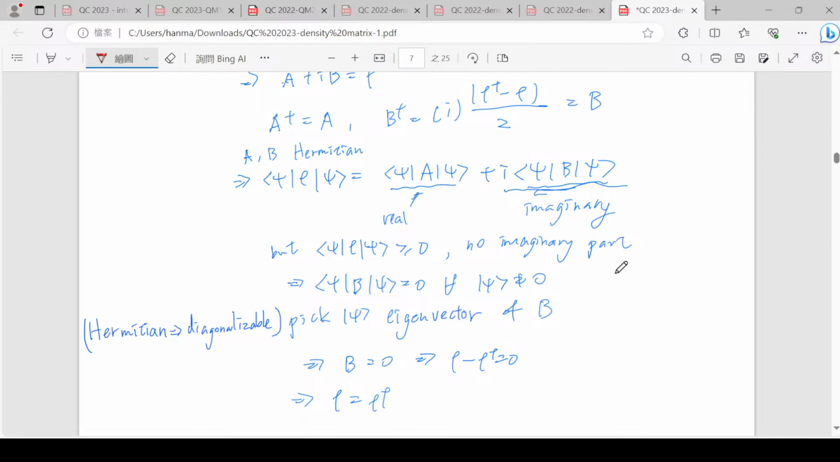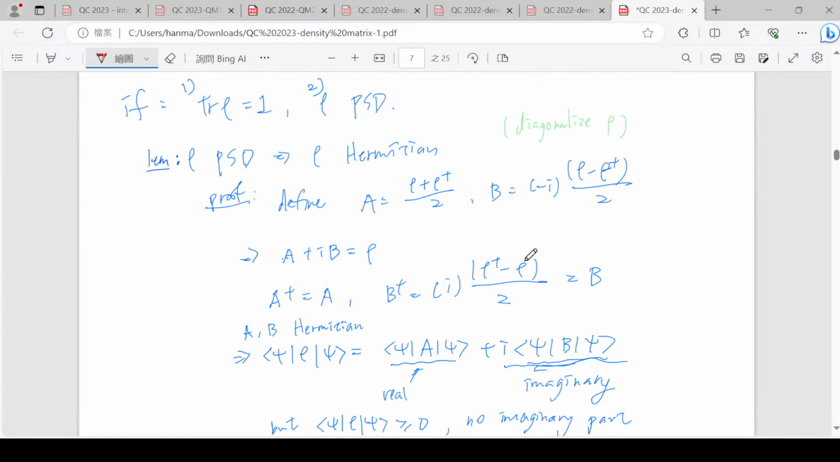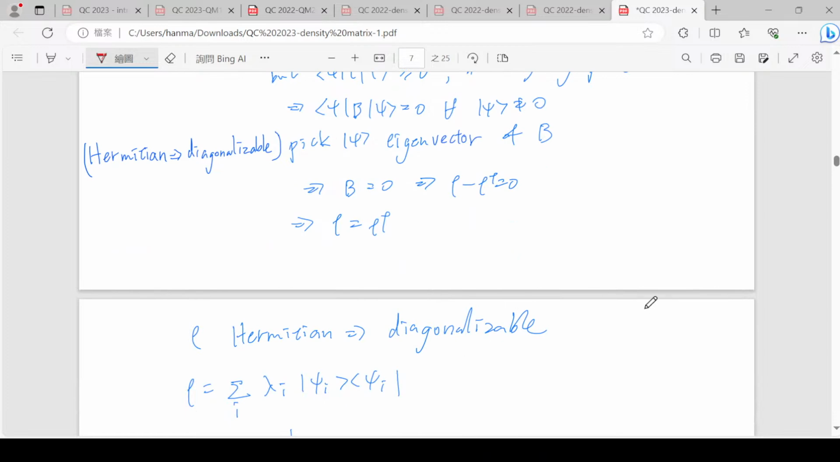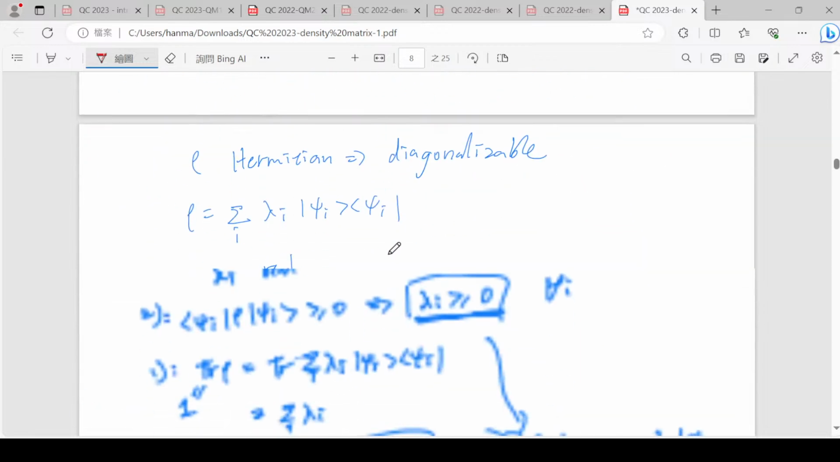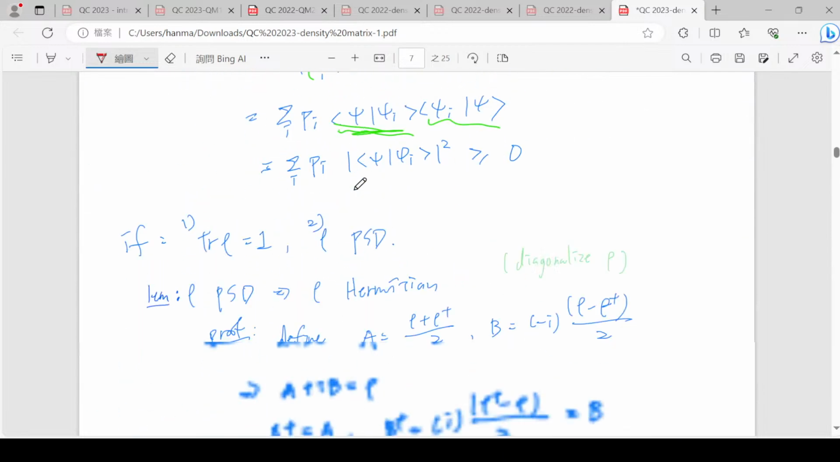That means B equals 0, because B is Hermitian, so we can diagonalize it, and we can do this on every eigenvector of B, and every eigenvalue of B equals 0. So B equal to 0 means rho dagger equals rho, so rho is Hermitian. And finally, that's what we want: rho is Hermitian, and so rho is unitarily diagonalizable. So we can write rho in this form. So that's a really picky proof of this thing.